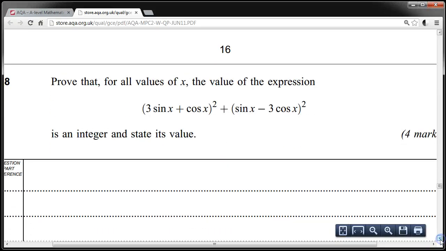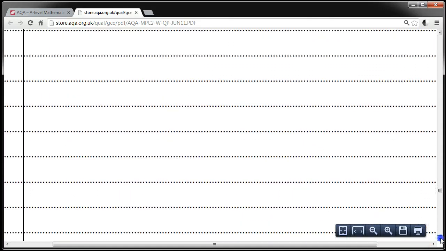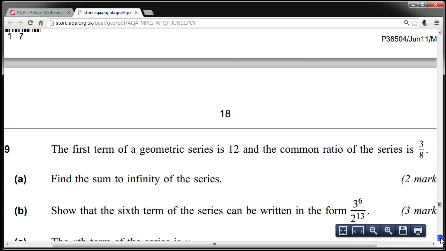Number 8, just expansion and using properties of trig. Very easy to do, and the nice thing is we get an integer value as a solution, so the likelihood of us getting it wrong is very low if we get an integer solution. So that was that question.